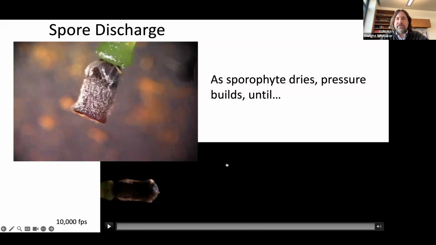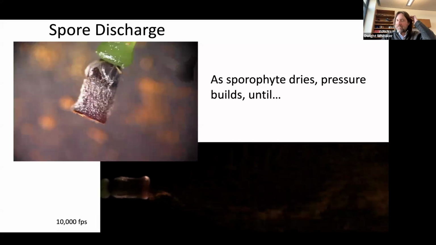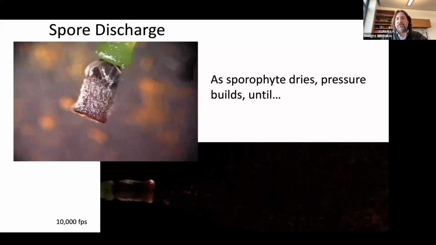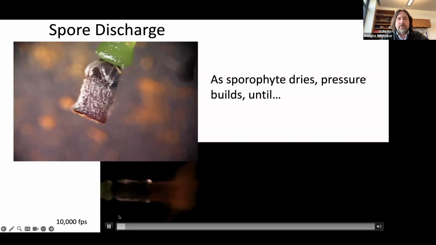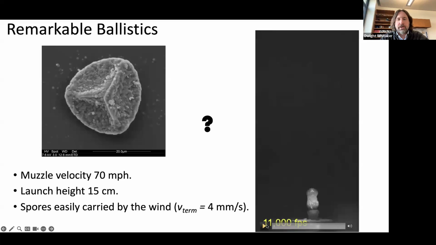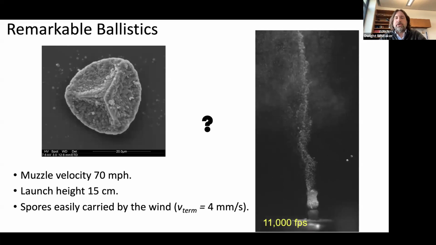So here I'm going to zoom in time on that cap blowing off. Here's a video recorded at 10,000 frames per second, and I will play it. And you get this ejection of the spores by the pressurized gas inside. And if you look again at this video, in fact, I'll show you maybe a better video. There's another 11,000 frame per second video of another capsule. You see the distinctive mushroom cloud that emerges.